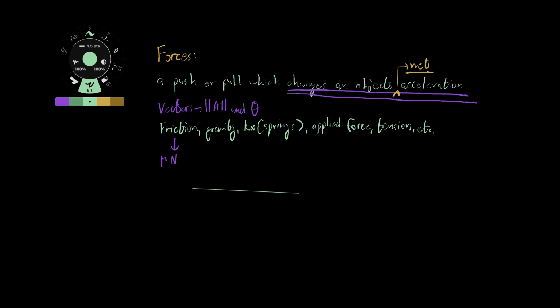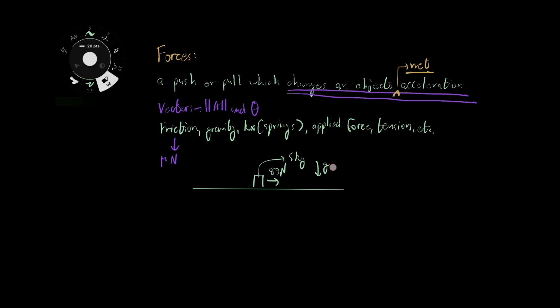We have a surface over here, we have an object, we have a force, let's say 80 newtons over here, and we have the mass of this object as 5 kilograms. And we have gravity being applied, and the coefficient of friction is 0.4. Now you might be like, what? How does this work? How is this a simple problem? So let me break it down to you.